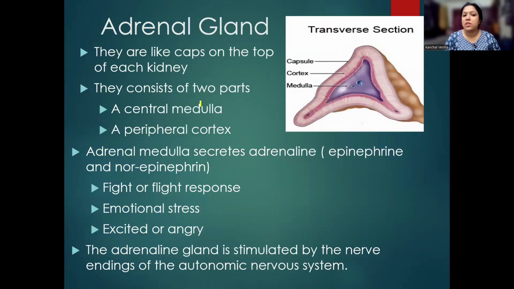There are cap-like structures present on top of each kidney, consisting of two parts, the central medulla and the peripheral cortex. The adrenal medulla secretes adrenaline and noradrenaline, or norepinephrine, right? It is the fight, flight, and fright hormone. You can call it the 3F hormone. F means fright, flight, and fight. So this is also called a stress hormone in animals or human beings. When you are emotionally stressed, excited, or angry, this hormone is released. The adrenal gland is stimulated by the nerve endings of the autonomic nervous system, generally the sympathetic nervous system.